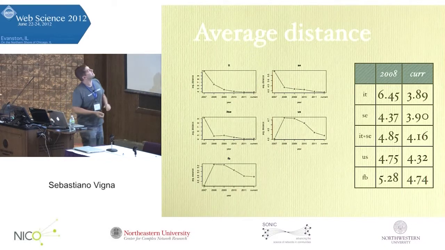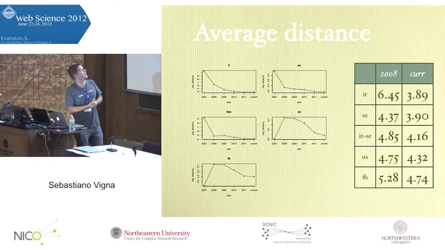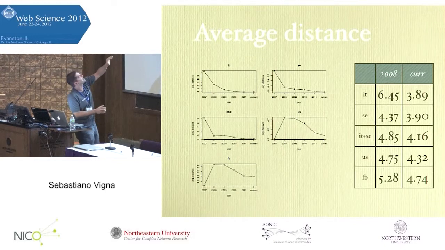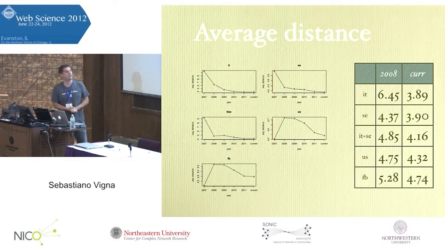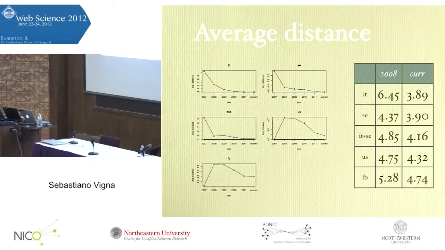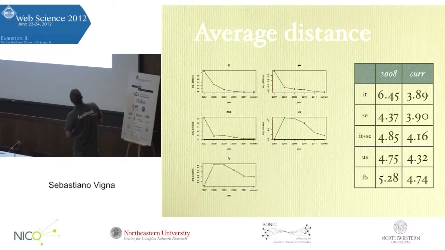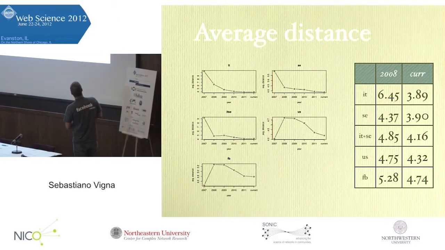So what we see is that even if the graphs themselves get larger and larger, the average distance gets lower and lower, and apparently there is a kind of stabilization going on in the very last part. And you can see that Italy and Sweden are quite stably slightly below distance 4, so degrees 3.